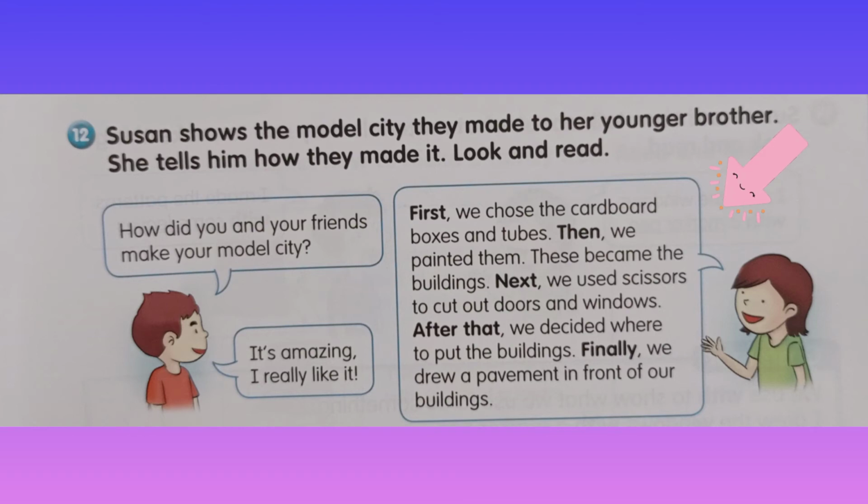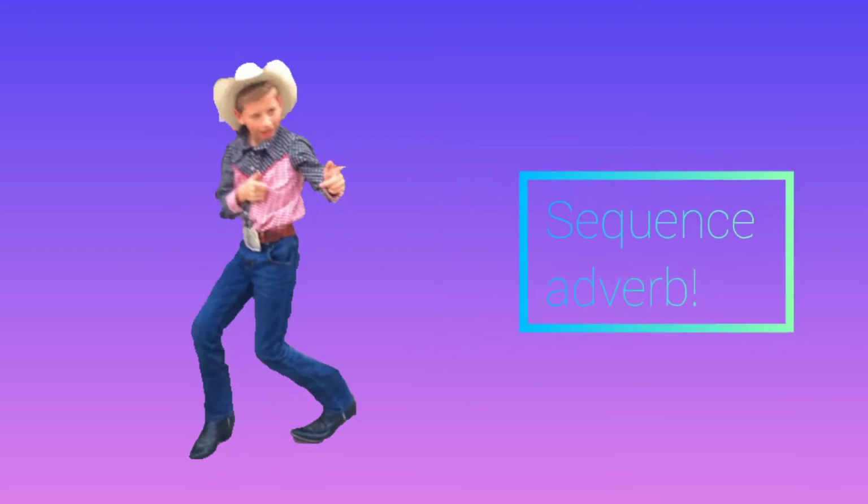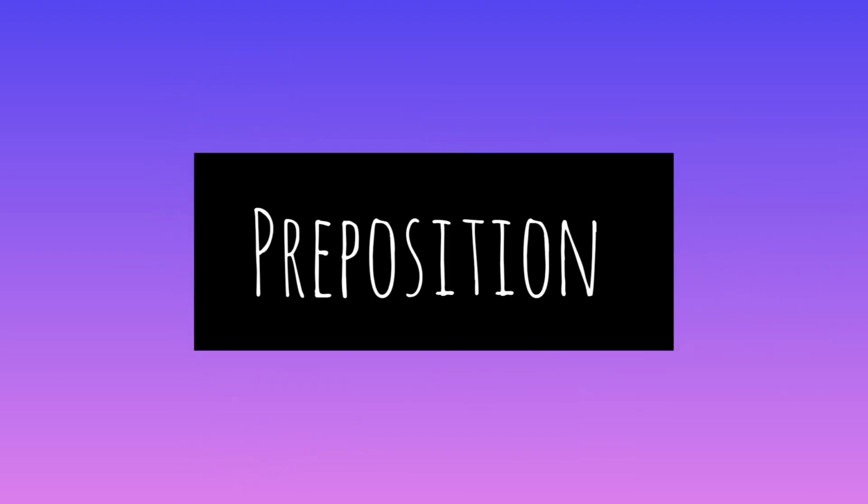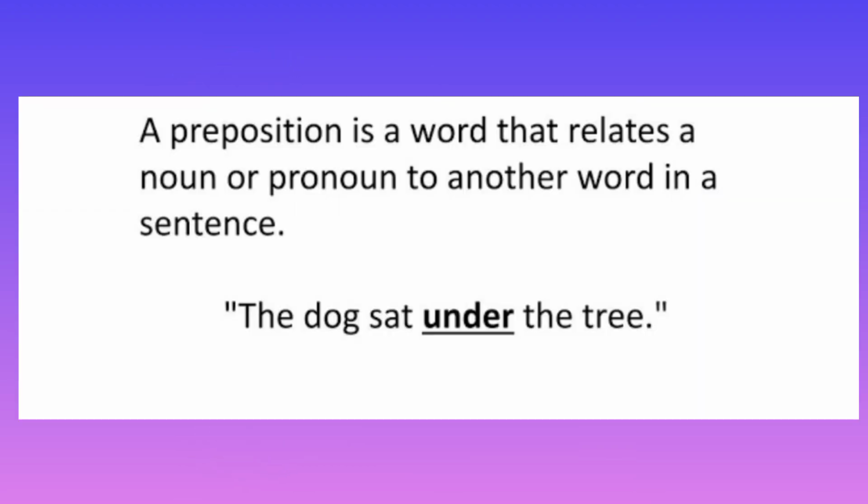Can you see how to use sequence adverbs in instruction text? Hope you get it. The third topic is about preposition. A preposition is a word that relates a noun or pronoun to another word in a sentence. Example, the dog sat under the tree. The preposition is under, so under relates to the dog and the tree. Okay, so that is the example of preposition.